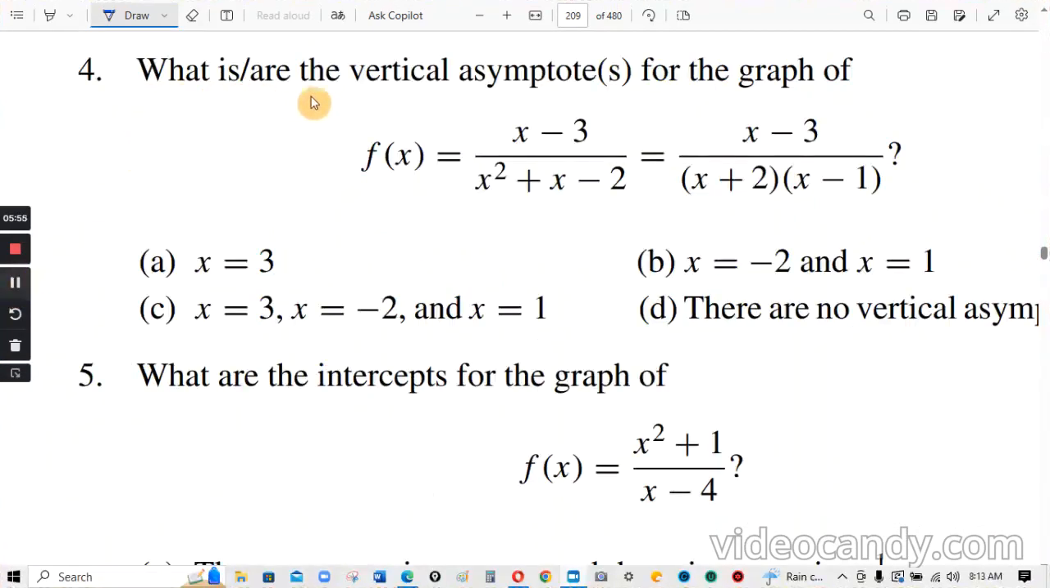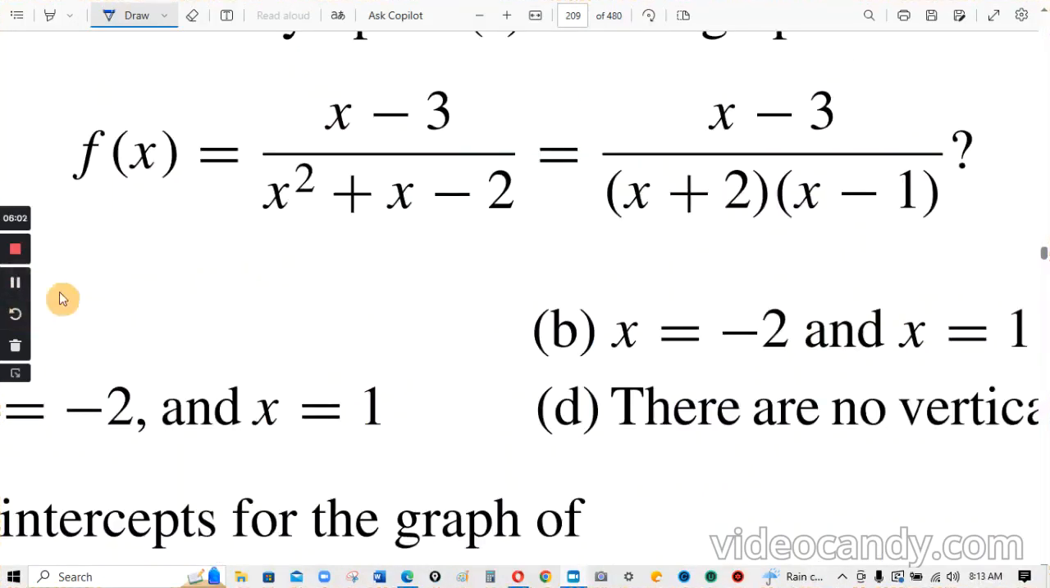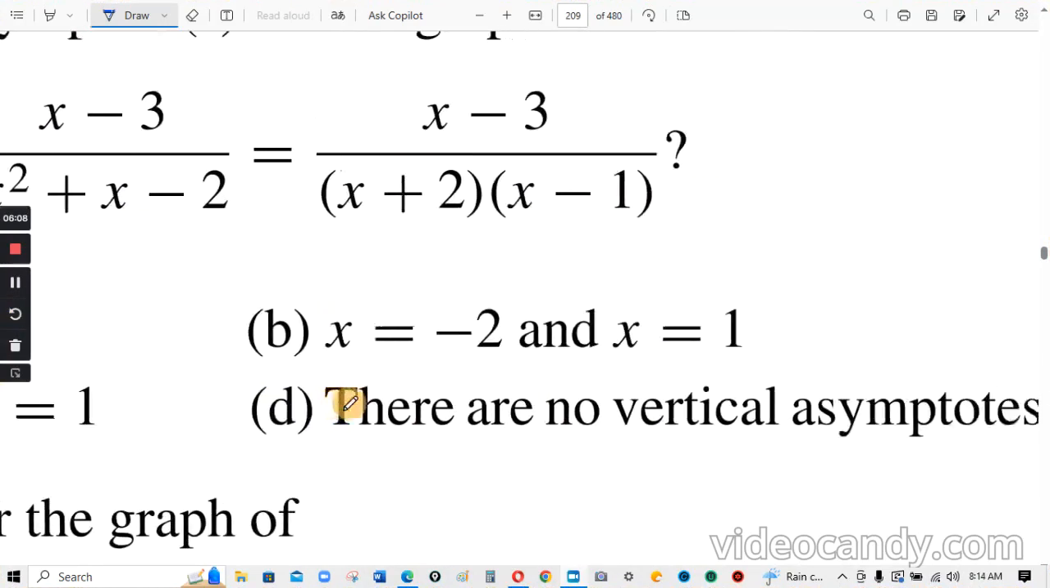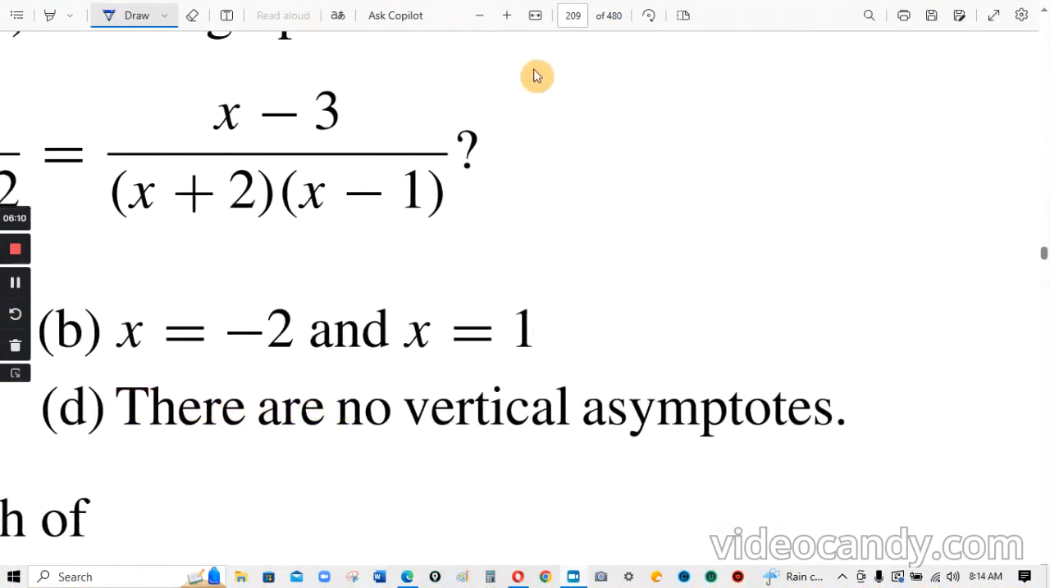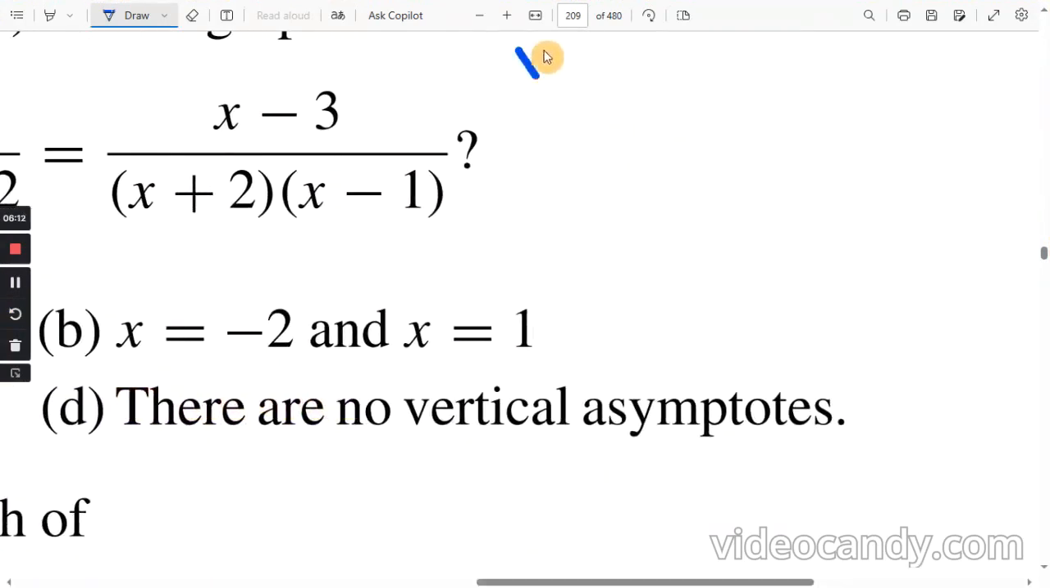Number 4, what are the vertical asymptotes for the graph of this function here? All right, they made it easy for us because they factored the denominator. So that makes it real easy. The vertical asymptote is when the denominator equals 0.